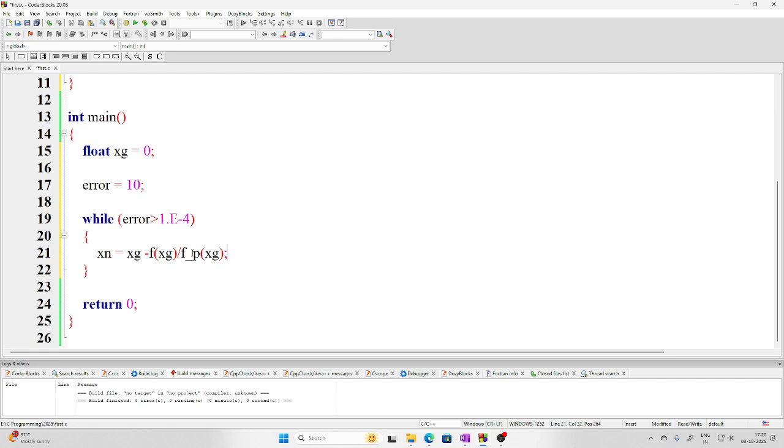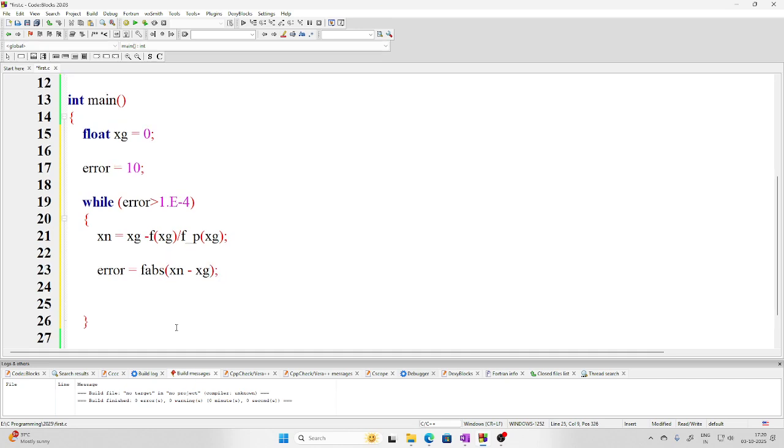Once this is done, you have not only guess but also the new value. Then you find out the error. It is nothing but the absolute value of xn minus x guess. Once this is done, you have to update the value of guess by the new value, and this program will continuously do the task.